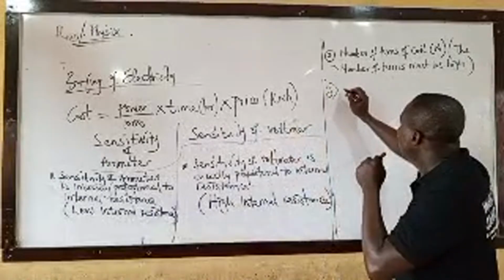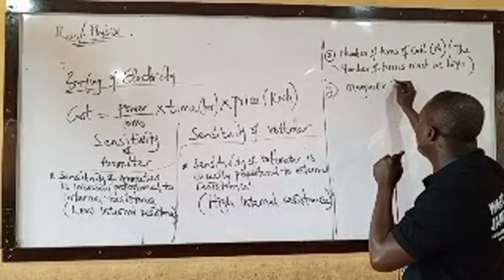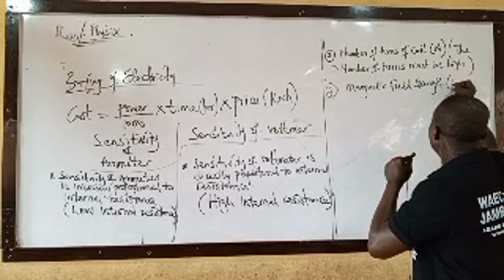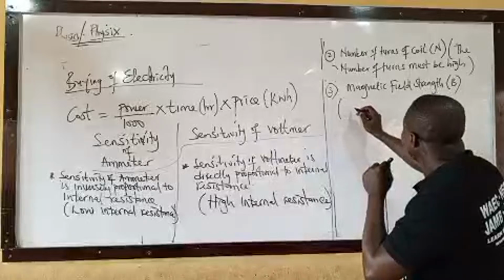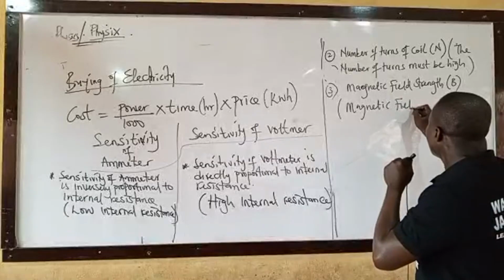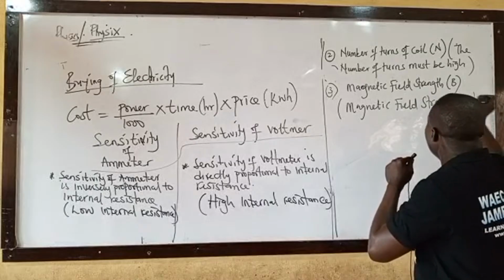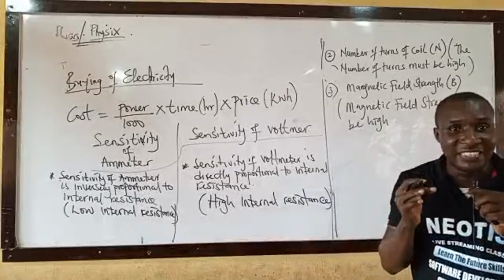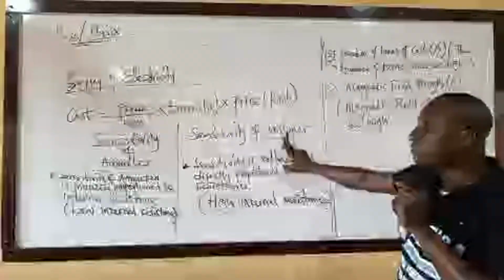Number three: magnetic field strength. For both of them, the magnetic field strength must be high to have high sensitivity. Magnetic field strength must be high.